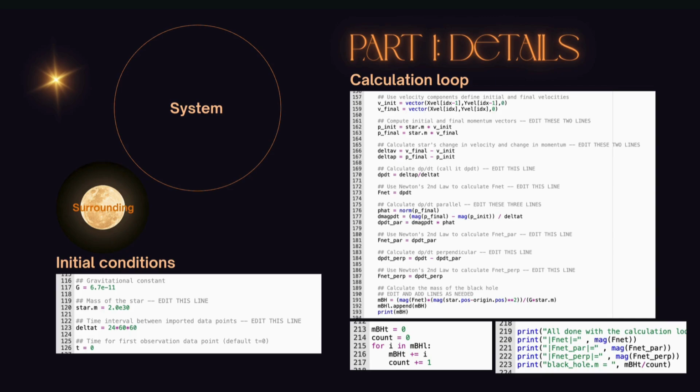The first part of this lab is to find the mass of the black hole, so the system will be the black hole, and the surroundings will be the star. Here's the initial condition that I was given, and in the calculation loop I will find the F net as the star moves around the system, and plug that into the equation to find the mass of the black hole.